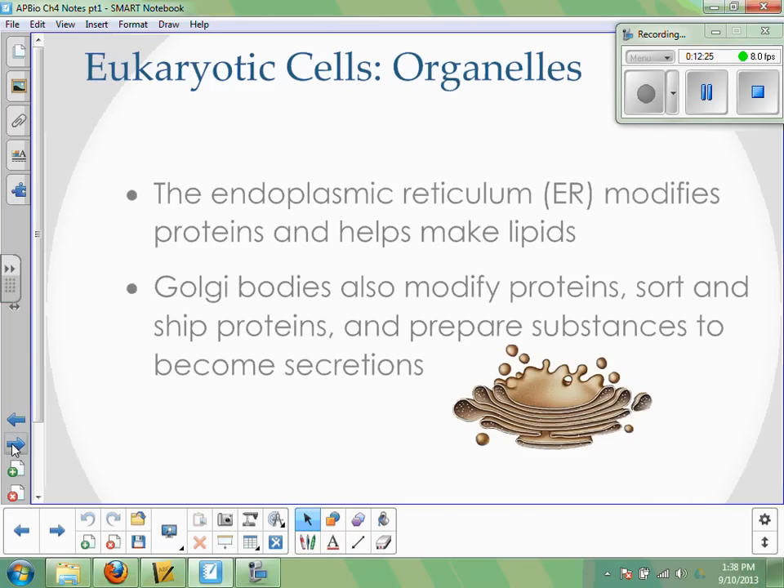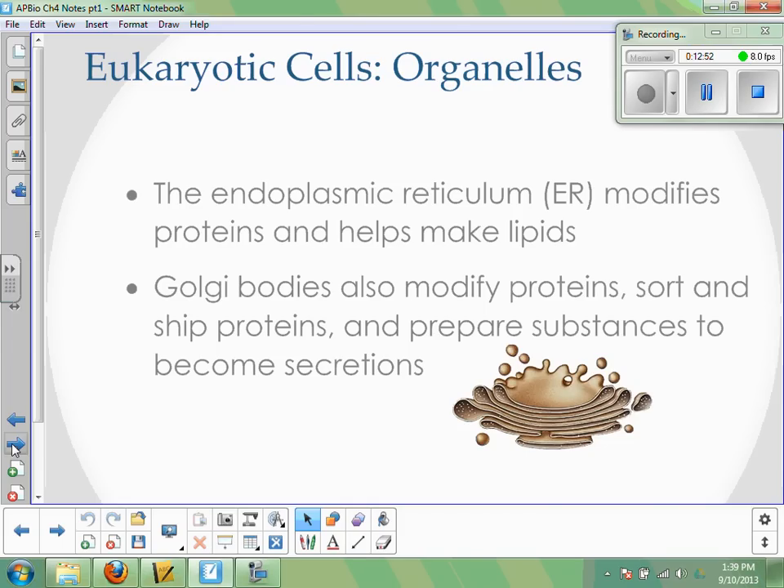Also inside your cells, you find Golgi bodies, also sometimes called the Golgi apparatus, or sometimes just the Golgi. And the Golgi bodies, similar to the ER, help to modify some proteins. They also sometimes take proteins that have been produced and can wrap them up in a membrane and get them ready to move from one place in the cell to another, or more often than that, even they will be prepared to move out of the cell.